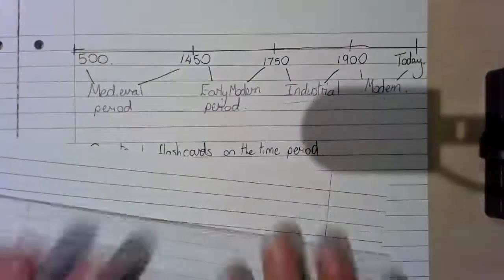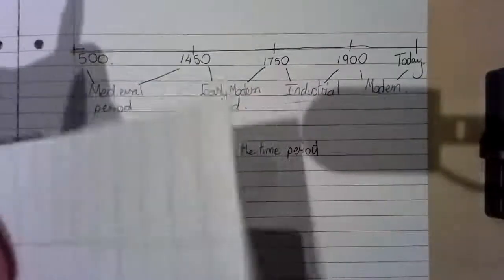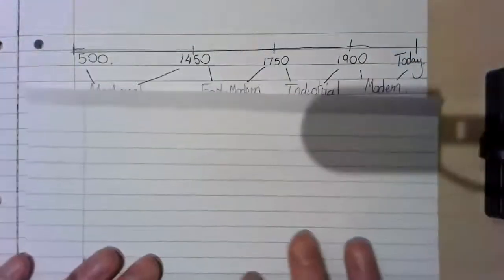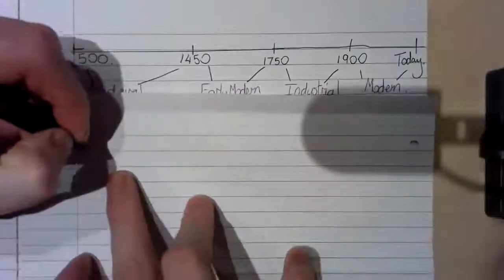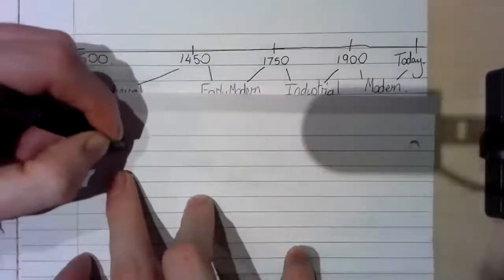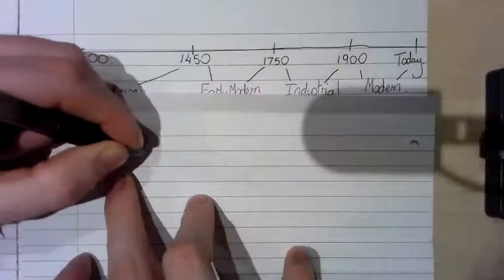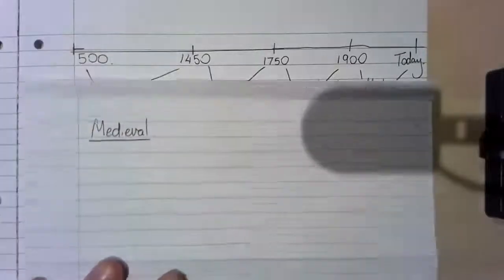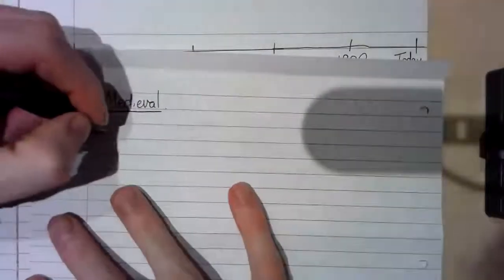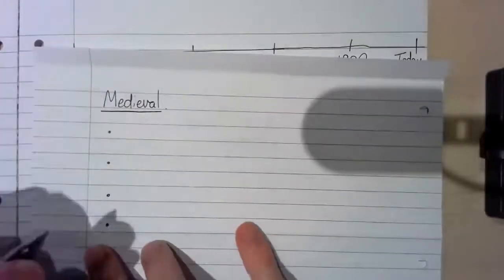Okay. Fold it. Okay. Cut it up. And then you've got your time. Then you've got a flashcard. So what I'd like you to write on there is medieval. Now, not in the middle, just at the top, because what you're going to do, hopefully, is add a little bit of information to this as we go on.